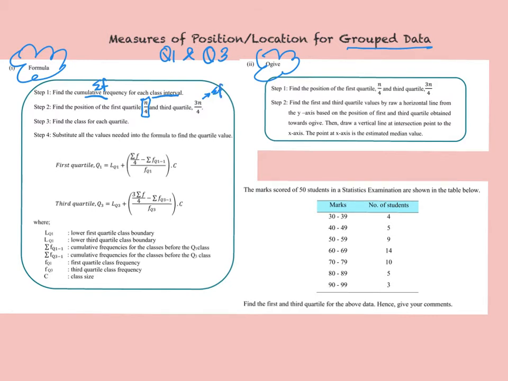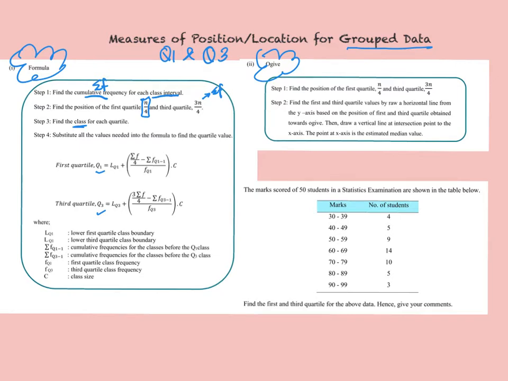Step number 3, find the class for each quartile. Step number 4, substitute the values into the formula. You don't have to worry, because in the final exam the formula will be given. This is the formula for quartile 1 and this is the formula for quartile 3.